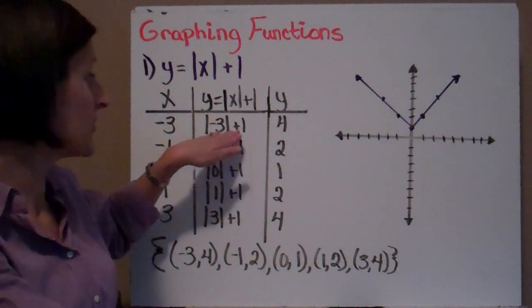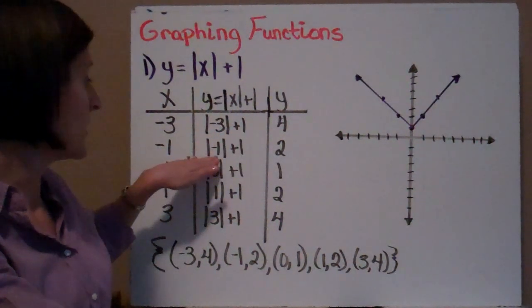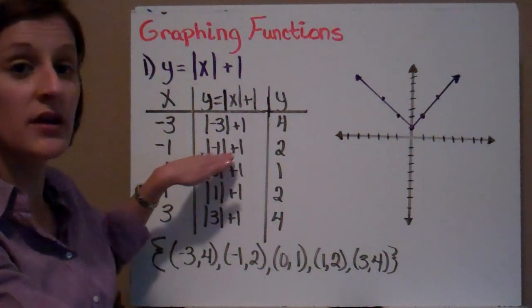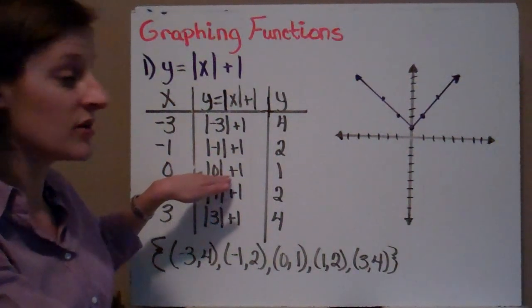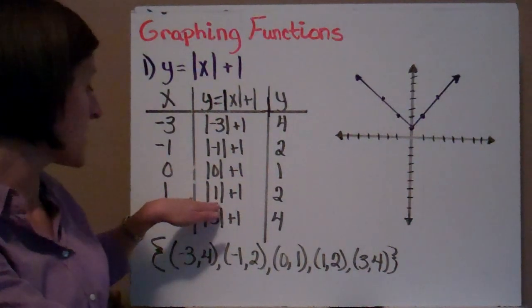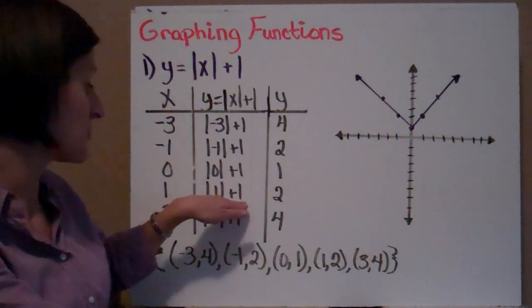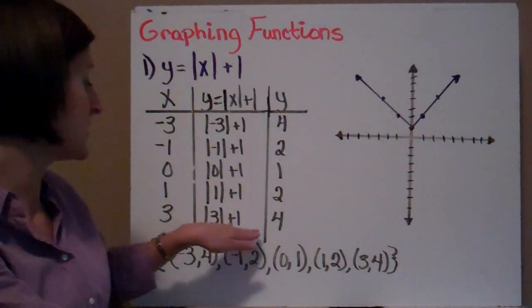Absolute value of -3 is 3, plus 1 gives me 4. Put in -1. Absolute value of -1 is 1. 1 plus 1 is 2. Put in 0. Absolute value of 0 is 0. So 0 plus 1 is 1. Put in 1. So the absolute value of 1 is 1, plus 1 is 2. Absolute value of 3 is 3, plus 1 is 4.